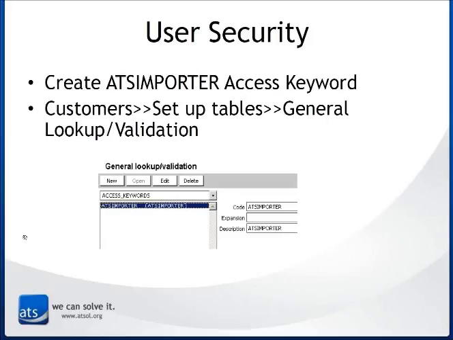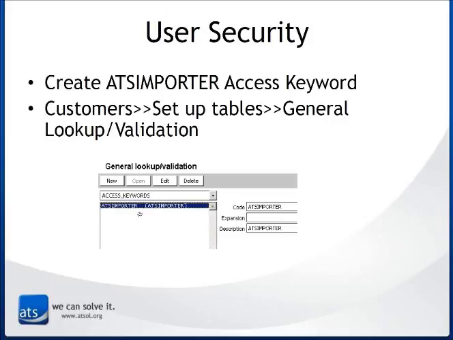Then we have security measures that we put. Once you install the spreadsheet importer onto iMIS, you have to create a general lookup validation record called ATS Importer under the access keywords in order for the spreadsheet importer to work.